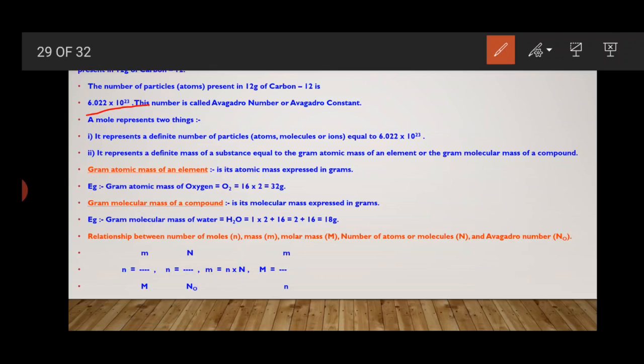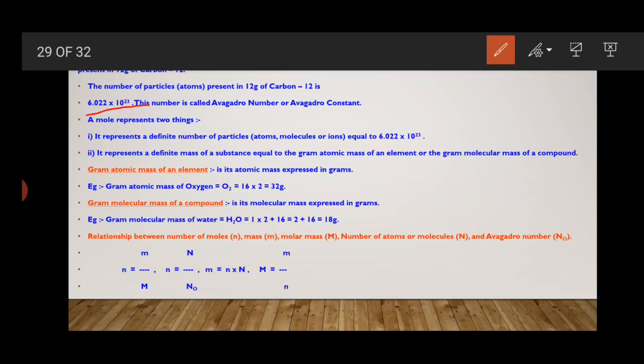Another thing described in order to explain the mole concept is that 1 mole of any atoms, molecules or ions has a mass exactly equal to its gram atomic mass or gram molecular mass. If we take any atom, we take gram atomic mass, and if we take any molecule, we take gram molecular mass. So it represents a definite number of particles, exactly equal to 6.022 into 10 to the power 23. Second, it represents a definite mass of a substance equal to the gram atomic mass of an element or gram molecular mass of a compound, that we already discussed.